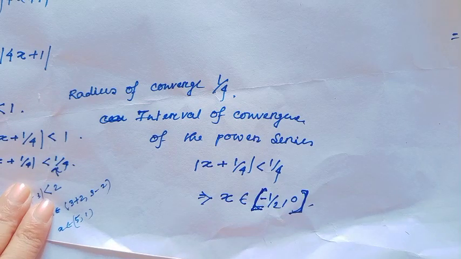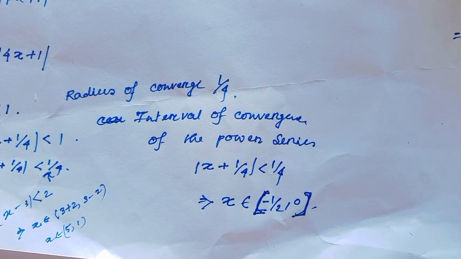I hope all my viewers have understood what the geometry of the power series is, how we find the radius of convergence of a power series, how we find the interval of convergence, and which method would be applicable to evaluate the radius of convergence of a power series.